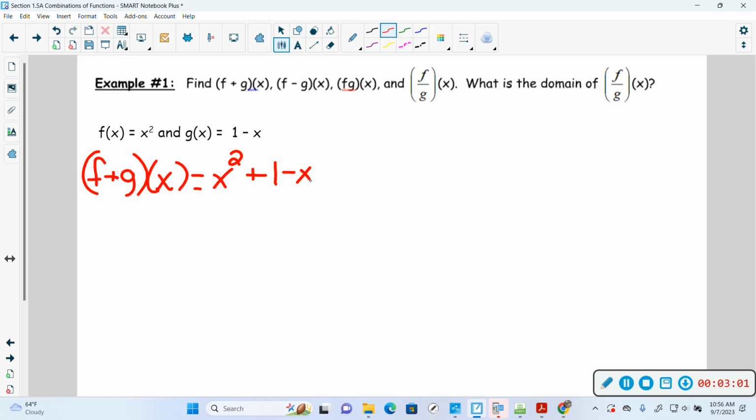Personally, I can't sleep at night if I leave this order. I like it highest exponent to the lowest. So I'm going to put the minus x in the middle. You don't have to do that, but good habit, good algebra skills to get into.